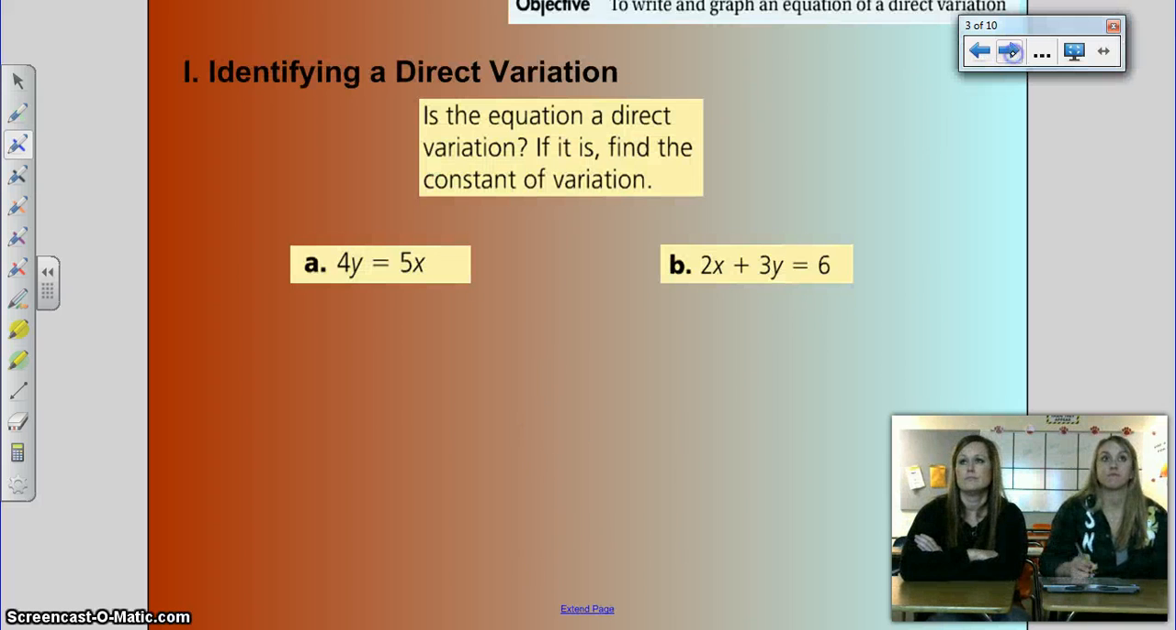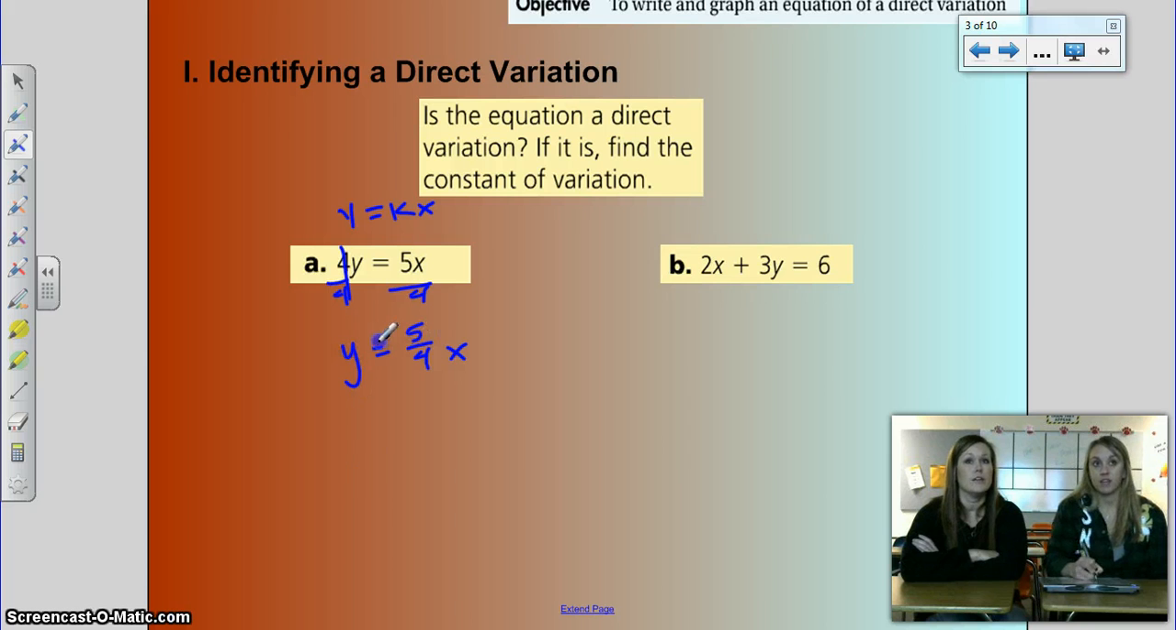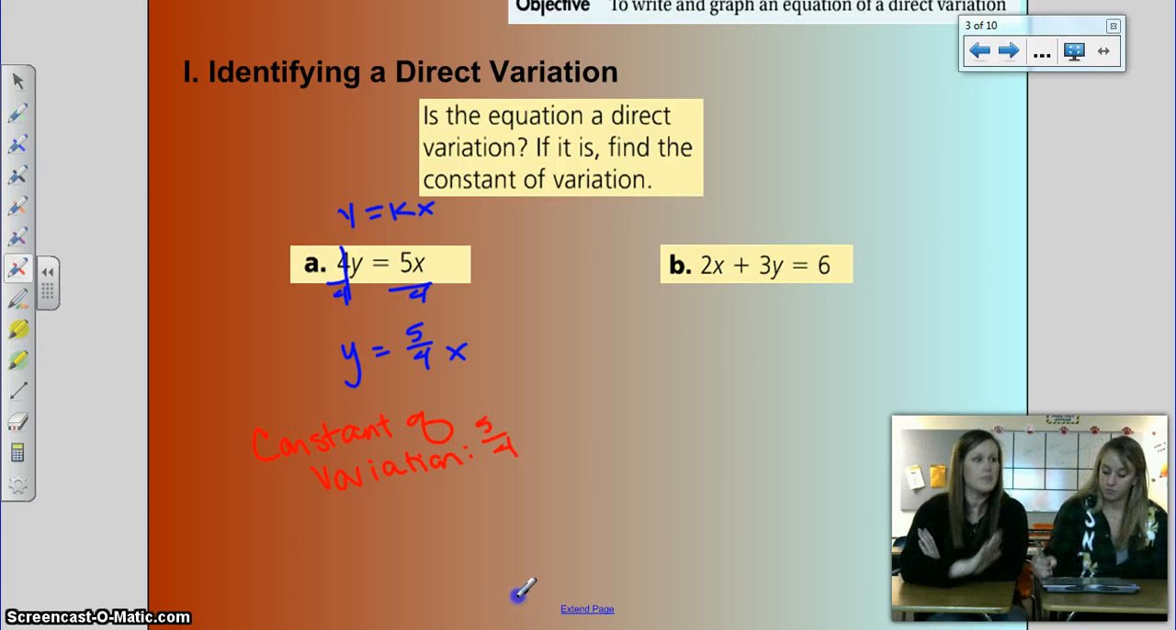So let's look again. Can we solve this for y equals kx? I want to get y alone. Divide by 4. So y equals 5 over 4x. Is that in the same form? Yes. Then the next question says, what is the constant of variation? Well, the constant of variation is the coefficient of x, or the number in front of x. So my constant of variation is 5/4. And I leave it as 5/4. Don't change it to a decimal.